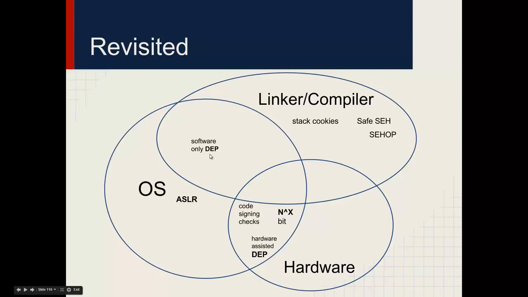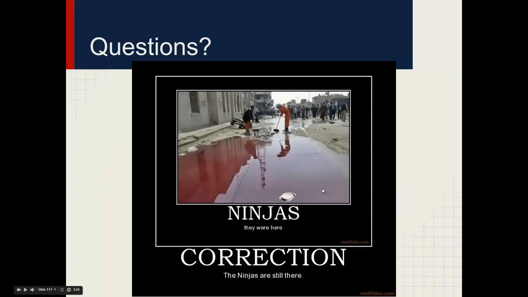DEP is the equivalent of NX on the Windows side, and there can be a number of different implementations for it. It's either a combination between the linker and compiler and the operating system for software-based DEP, or the operating system and hardware, and we'll get more into this later. Haven't really covered code signing checks. They are extremely effective at preventing exploitation and perhaps the installation of malware on your devices. And that is all we have for today's lecture.